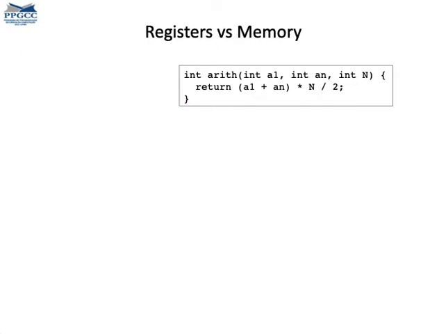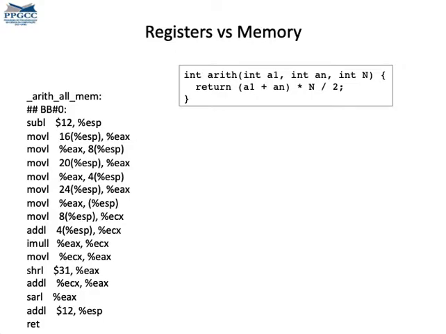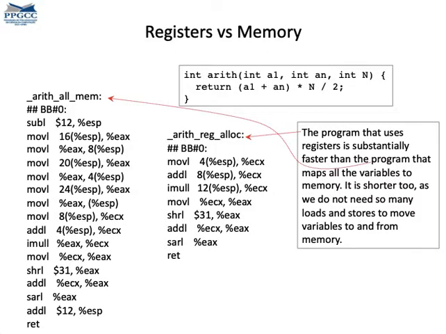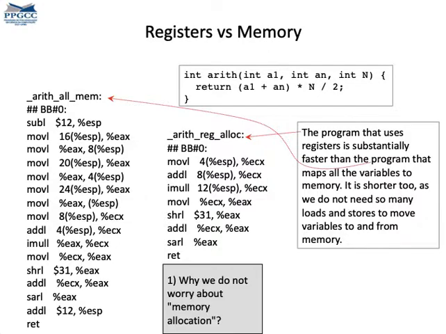And for an example, consider this program. It doesn't matter what it does, we just need the code. That's the assembly code in x86. In this case, all the variables are mapped in memory. And here in the middle, we have the code of the same program, but this time with variables mapped onto registers. The program is shorter and it's much faster, not only because it has less instructions, but also because it does not access memory as much.